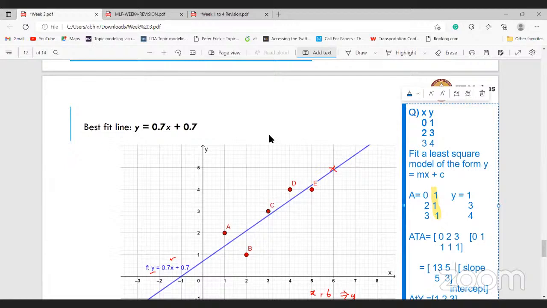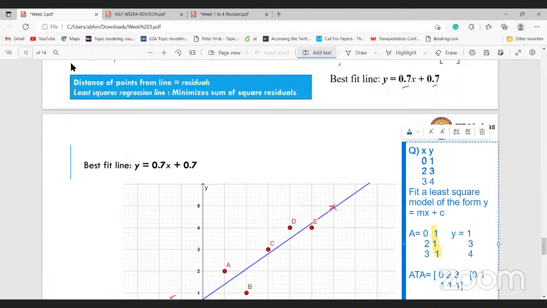So I think we are good with week 3 then. We can move to week 4, right? Yes, sir.